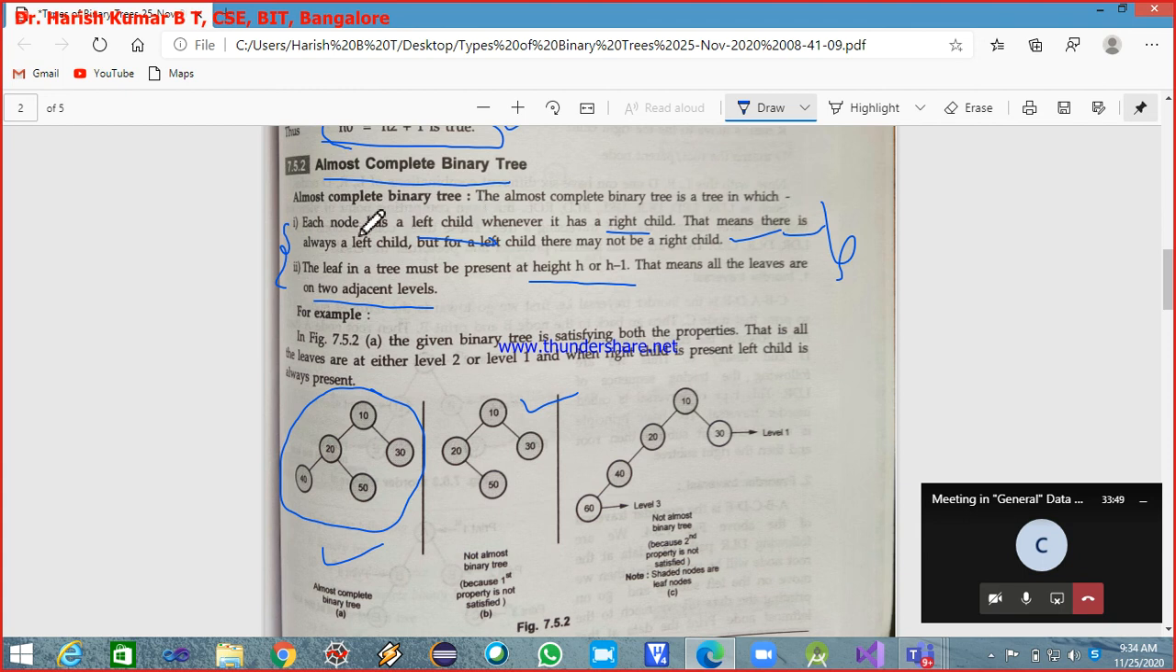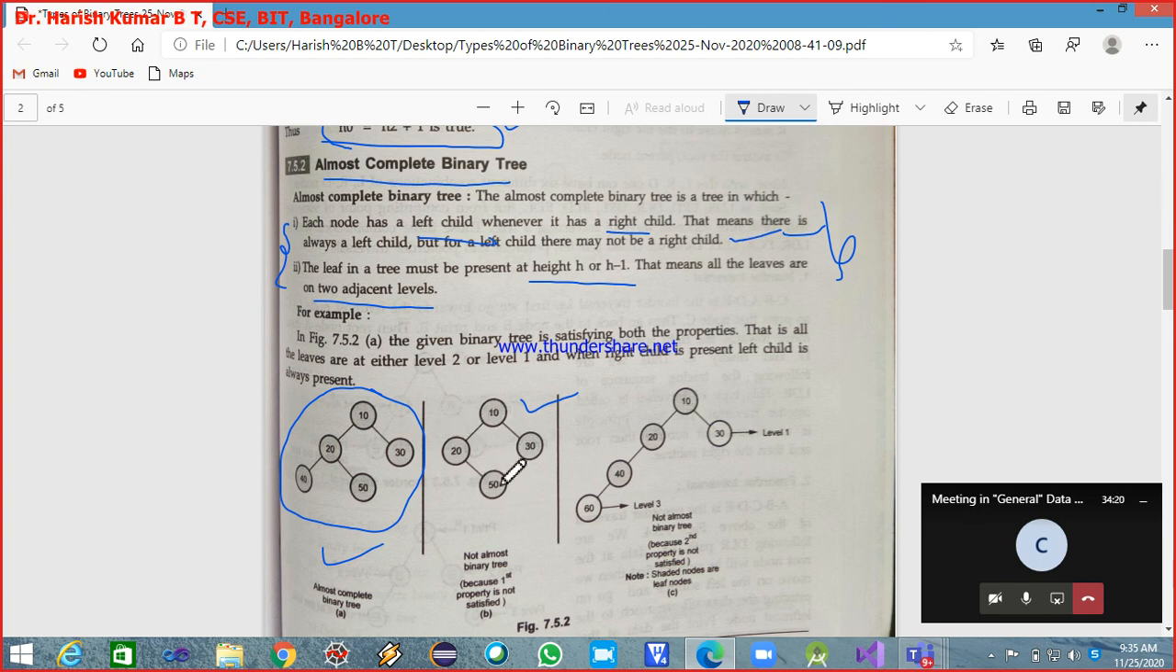Every node must have a left child whenever it has a right child. So if I look at 10, there is a right child and it also has a left child. Good. Now if I look at 20, it has a right child but there is no left child. So this condition is not satisfied. Correct. So condition 1 is not satisfied.